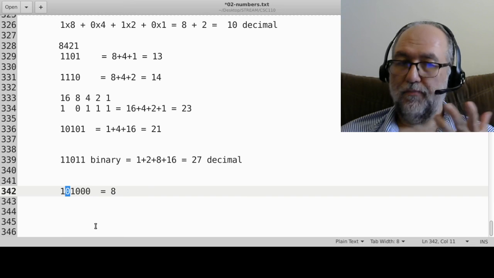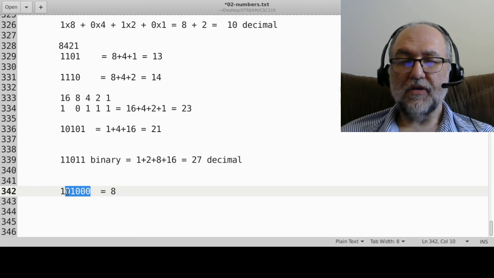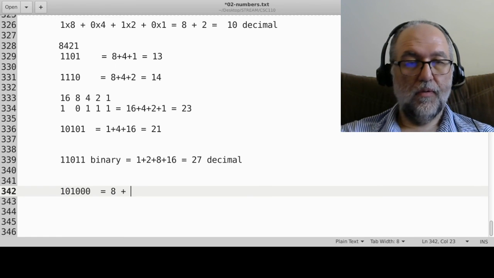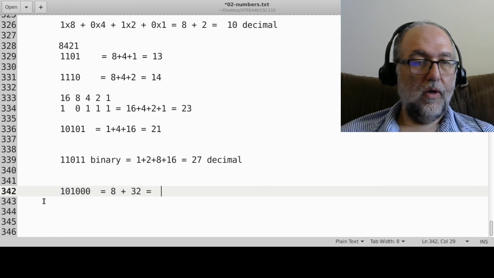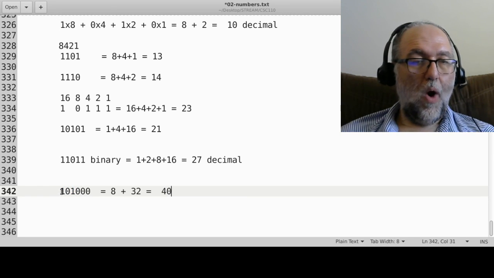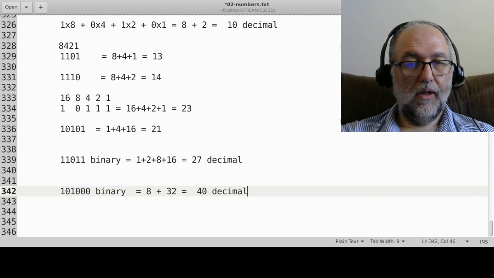How many 16's do I have? None. And what column is that? Well, 1, 2, 4, 8, 16. What's after 16? 2 times 16 is 32, so I have 32. Okay, so a 1 in the 8's column, a 1 in the 32 column, that is 40. So 1, 0, 1, 0, 0, 0 in binary is equal to 40 in decimal.